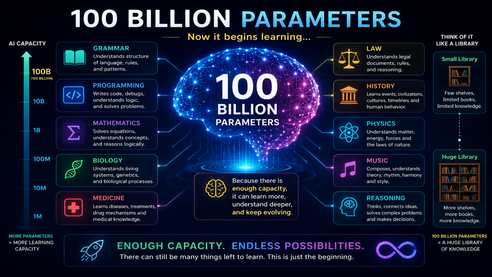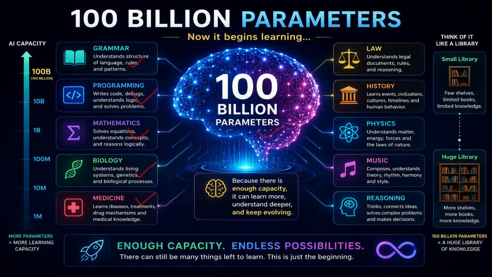Now think about a model with 100 billion parameters. It begins to learn grammar, programming, mathematics, biology, medicine, and many more, and the reason behind this is that there is enough capacity. The key point is there is no known point where we can say the model has now learned everything. As models become more capable, they often acquire new abilities. But that does not mean there are no more abilities left to discover.